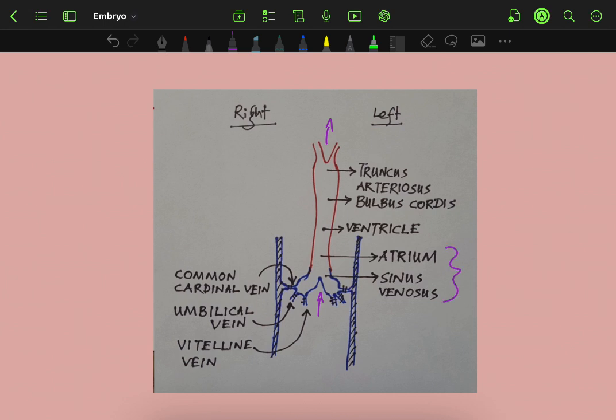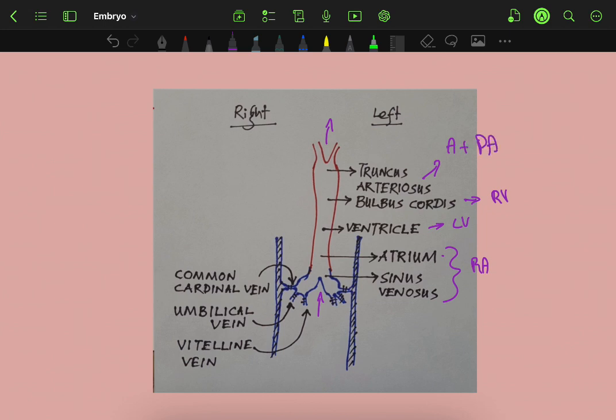So these 2, atrium proper and sinus venosus, will give us the right atrium. And you have to know that in the right atrium there are 2 parts: a smooth part and a rough part. The rough part will come from the atrium proper, and the sinus venosus will give us the smooth part. Then for the ventricle, we will be getting mainly the left ventricle, and from the bulbus cordis we will be getting the right ventricle. And finally, from the truncus arteriosus we will be getting some vessels like the aorta and the pulmonary arteries.